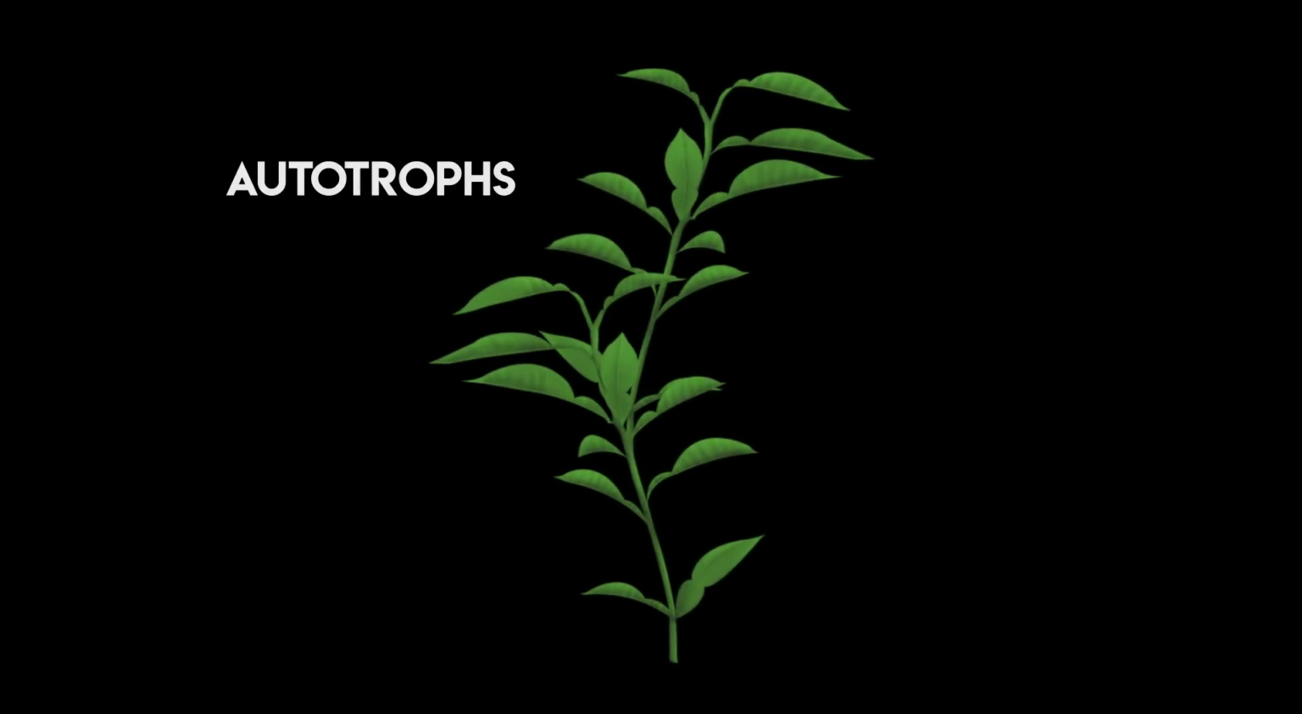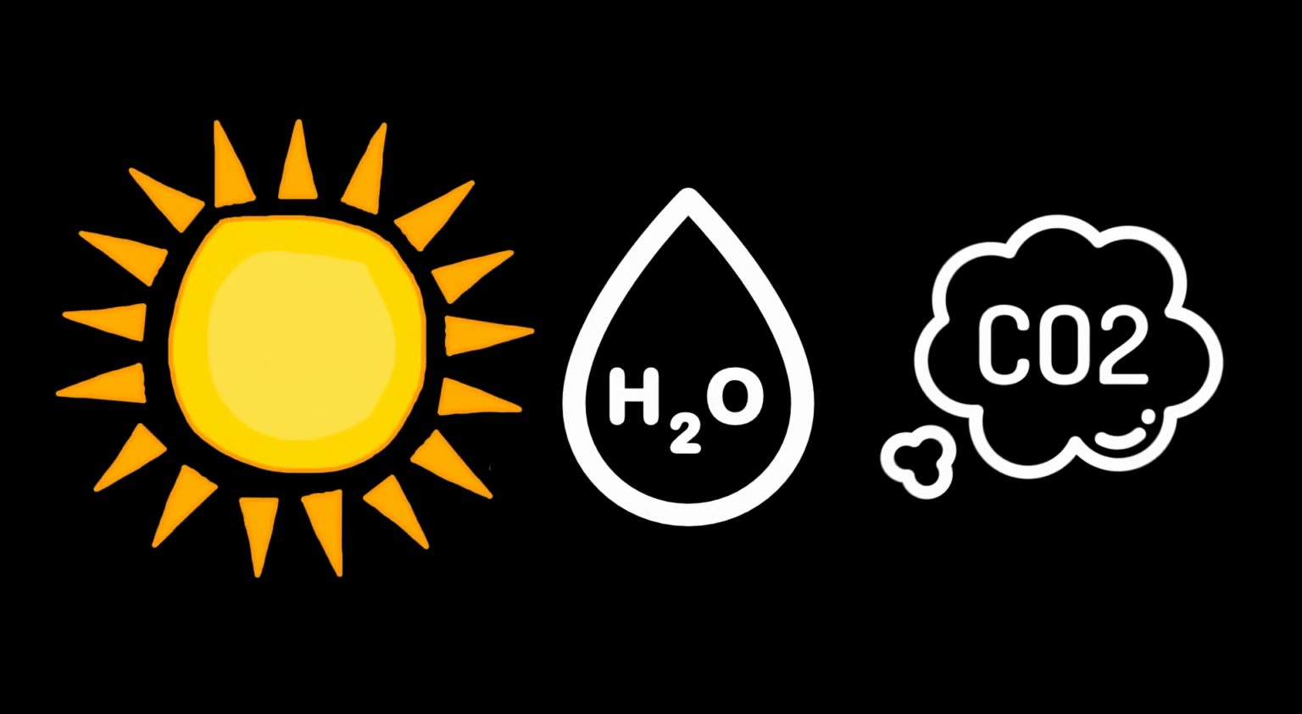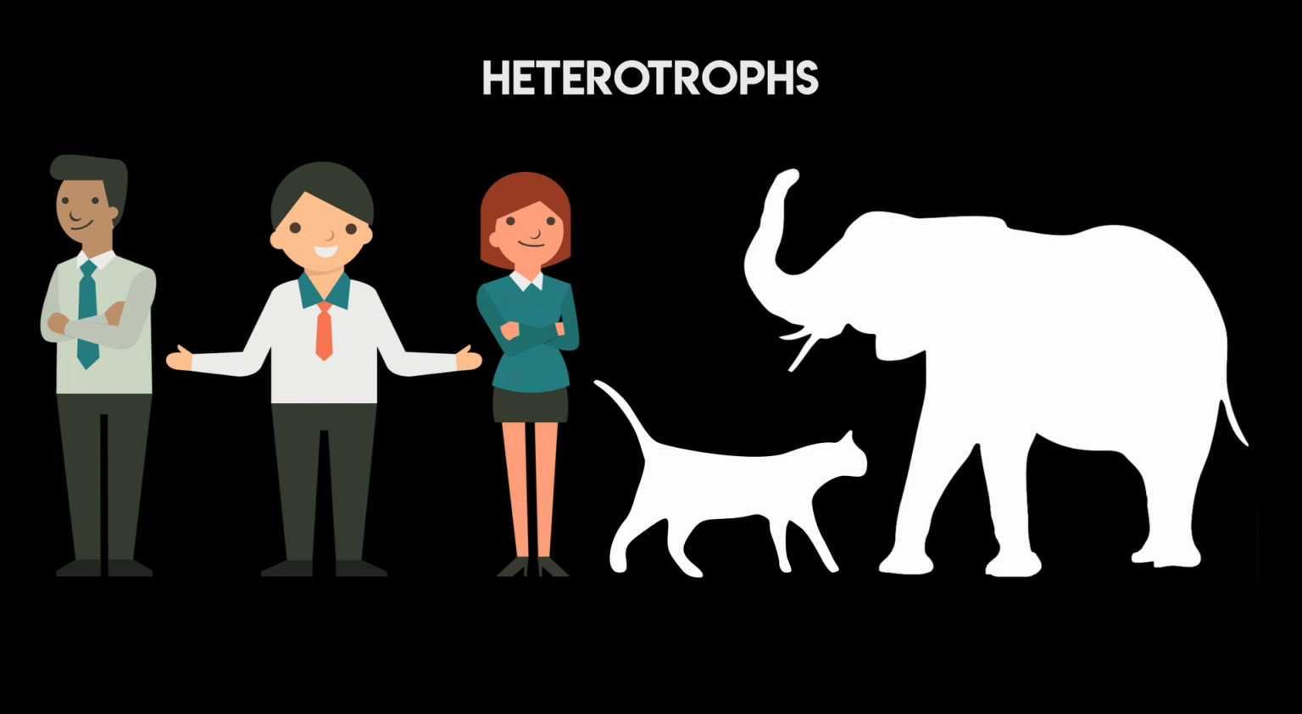Different organisms get nutrients and glucose in different ways. Plants are autotrophs, which means that they can make glucose from the energy they obtain from the sun, water or H2O, and the carbon dioxide or CO2 in the air that we produce. We and other animals are heterotrophs, as we are unable to make our own glucose.